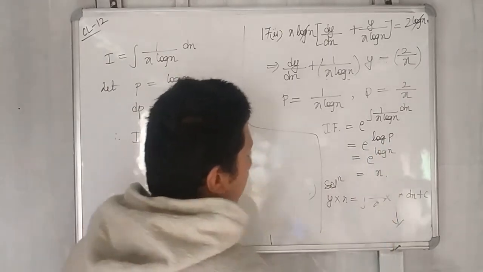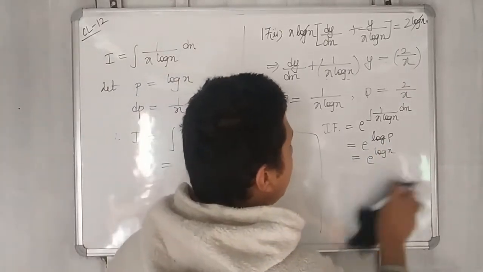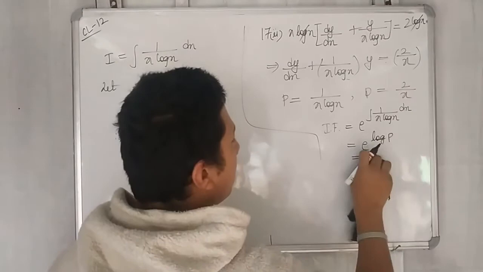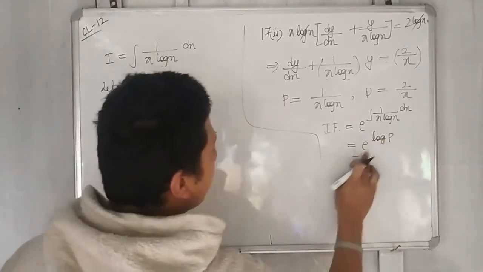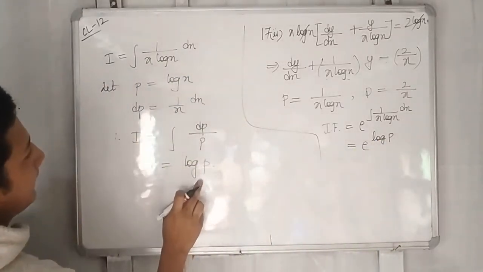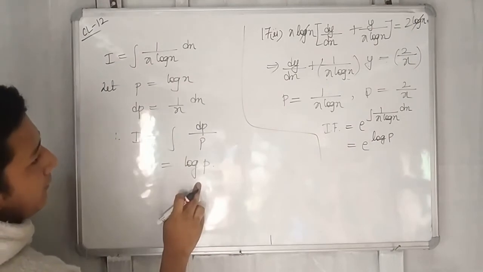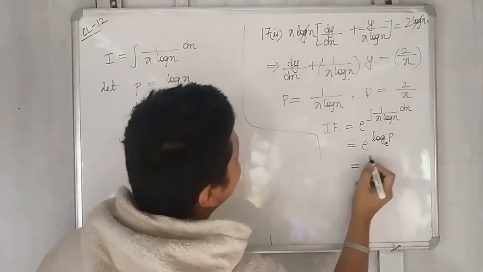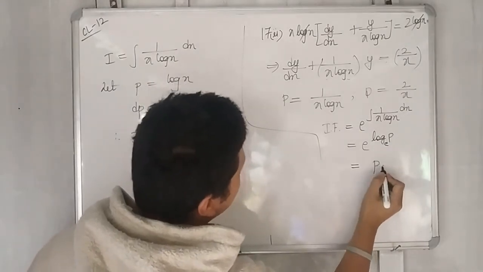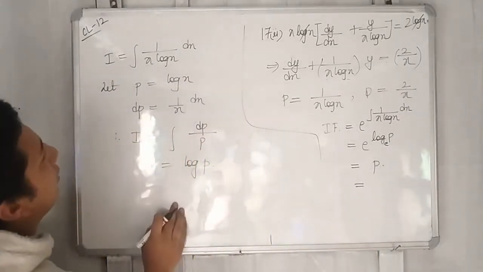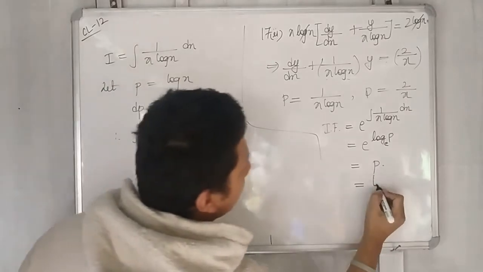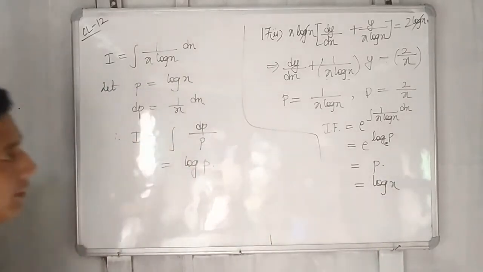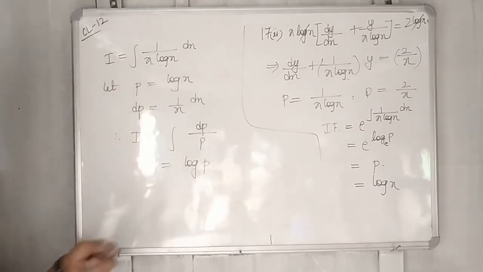You'll be getting e to the power log p. Okay, and by the way, what was your p? This will be log p, right? And here it will be only p. And what was our p? Our p was log x. So your integrating factor is going to be log x. Okay. Please pause the video till here and note it down.